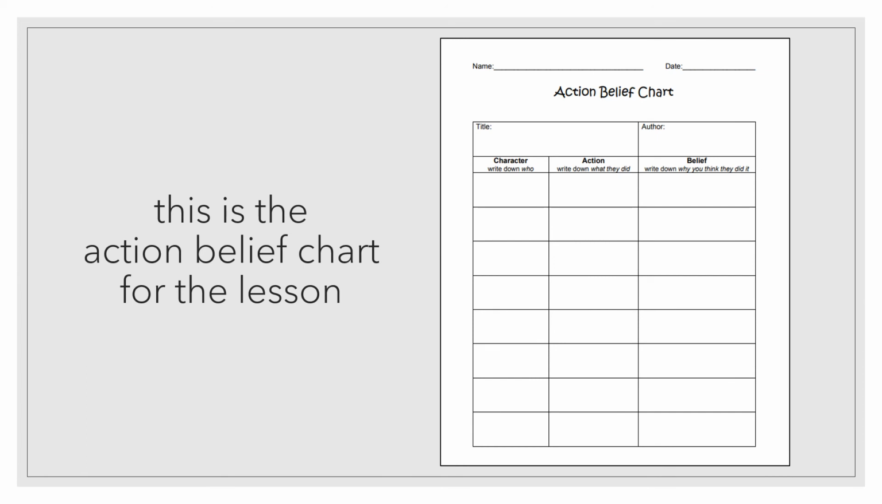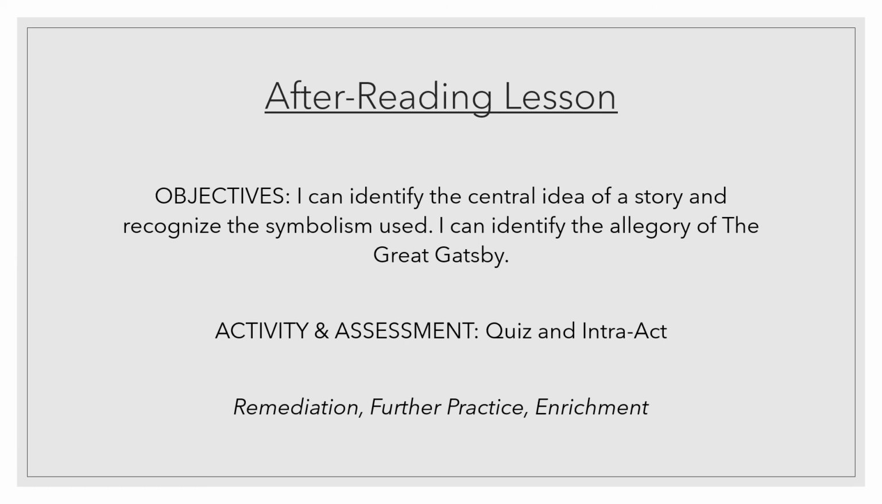This is the action belief chart for this lesson. For the after reading lesson, the Common Core State Standard is 9 through 10.2: Determine a theme or central idea of a text and analyze in detail its development over the course of a text, including how it emerges and is shaped and refined by specific details. Provide an objective summary of the text.